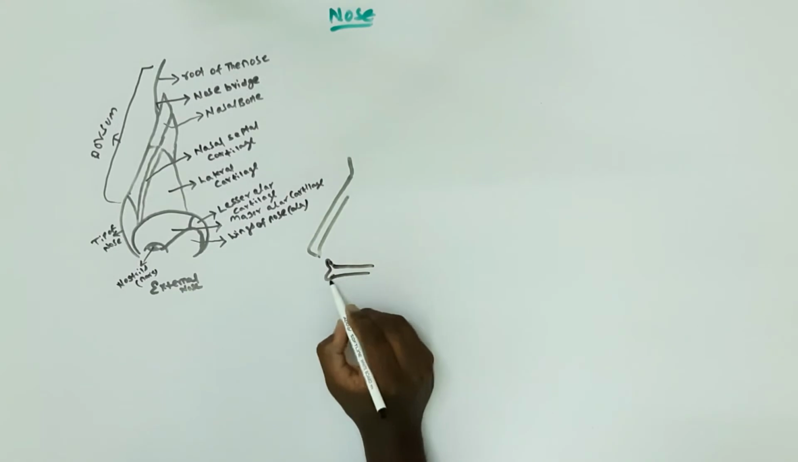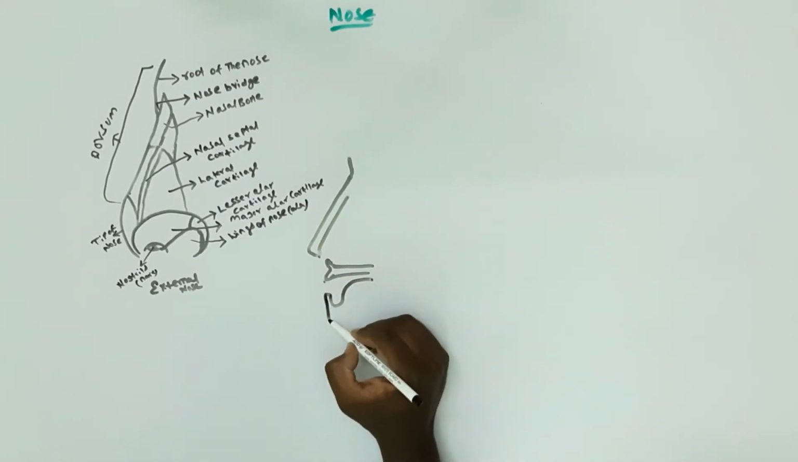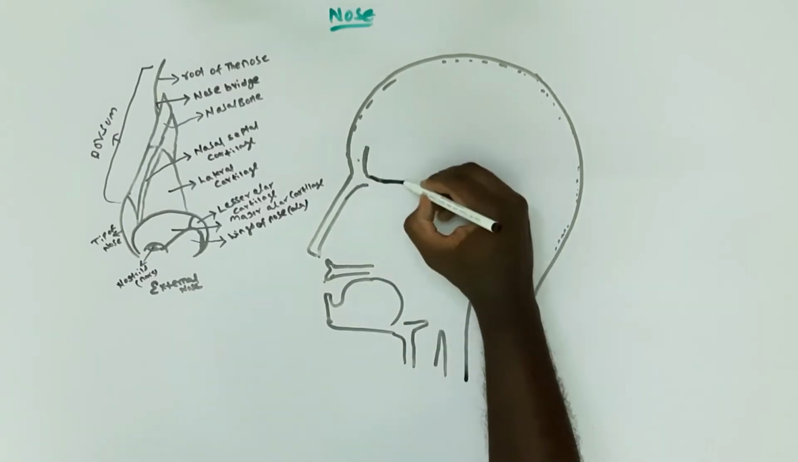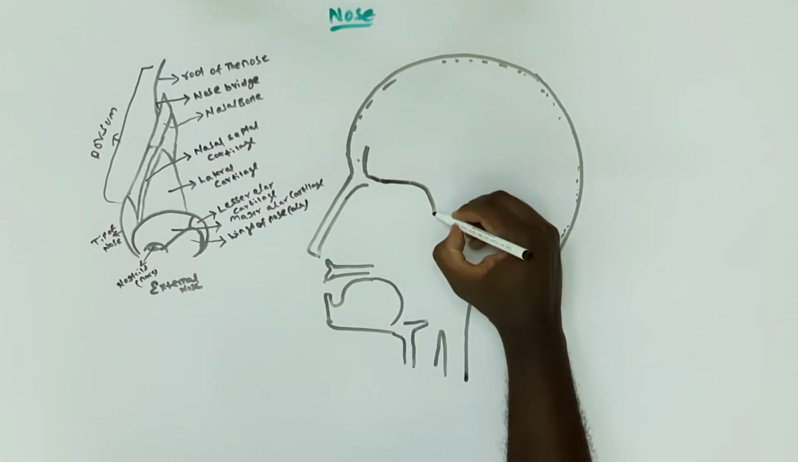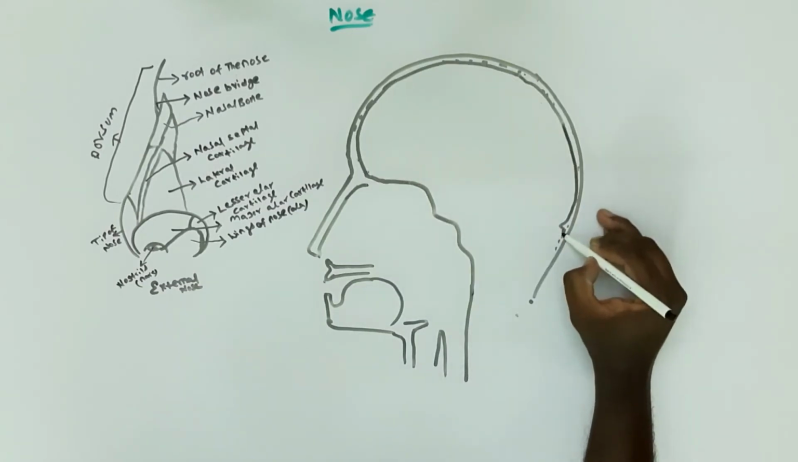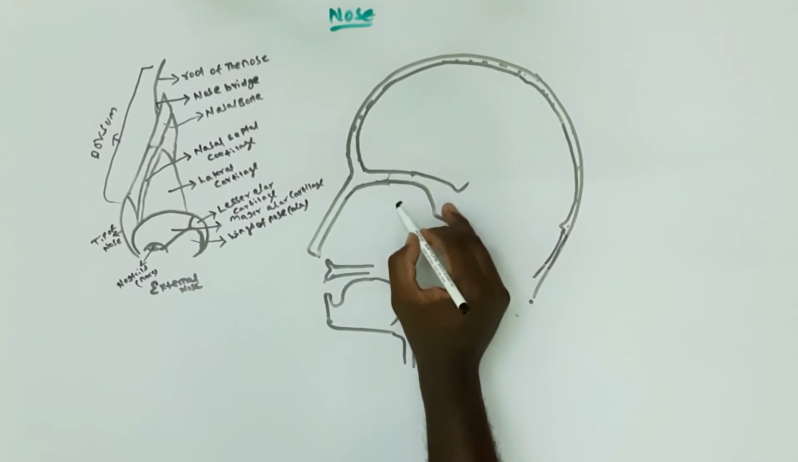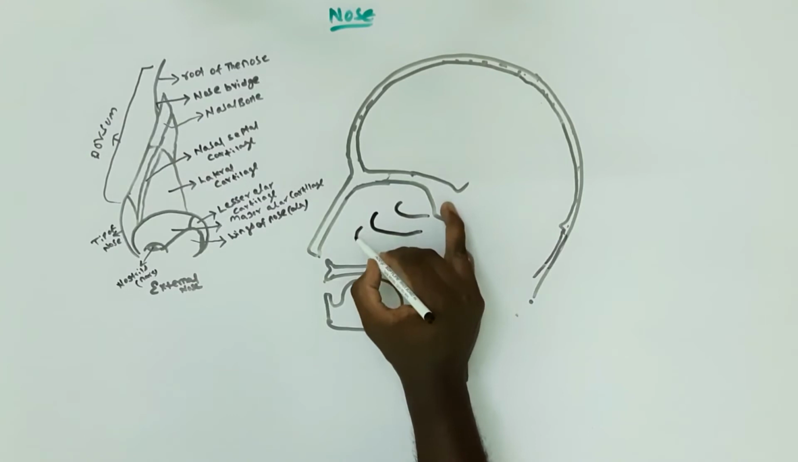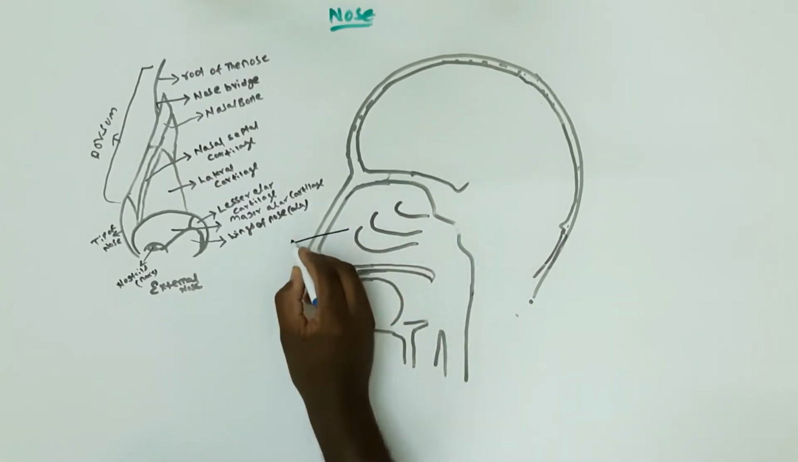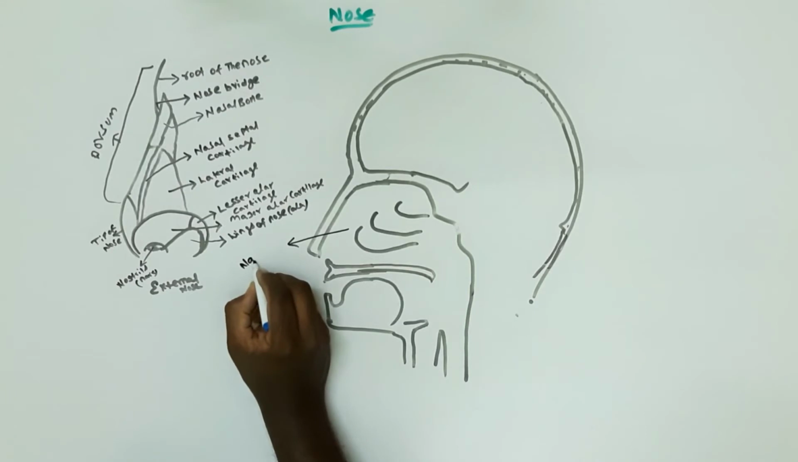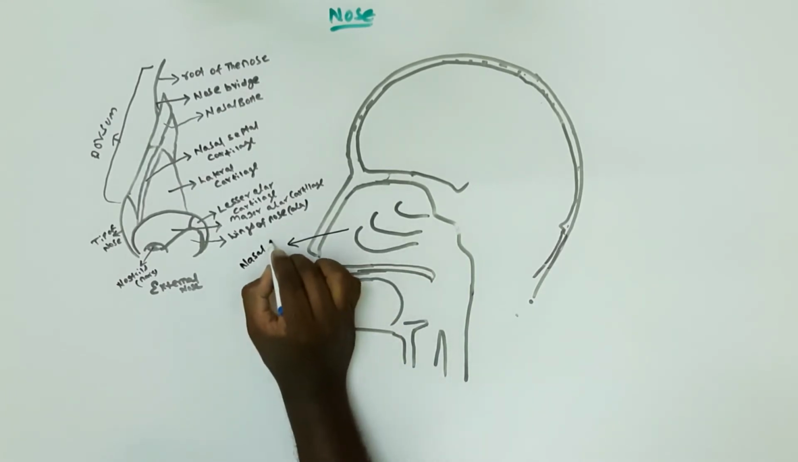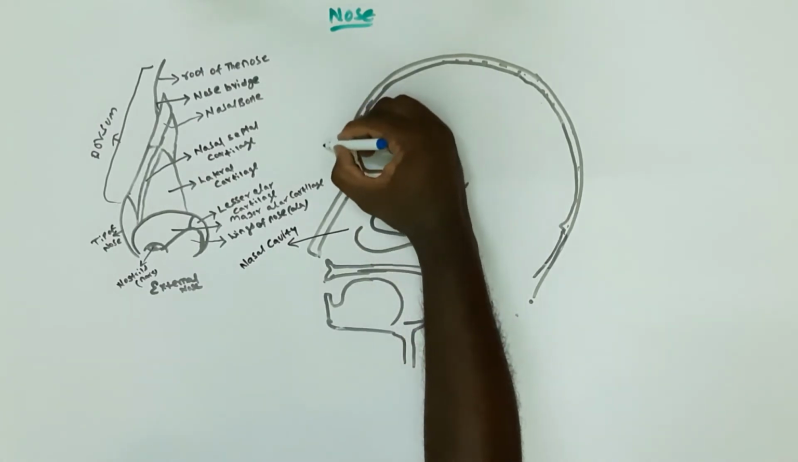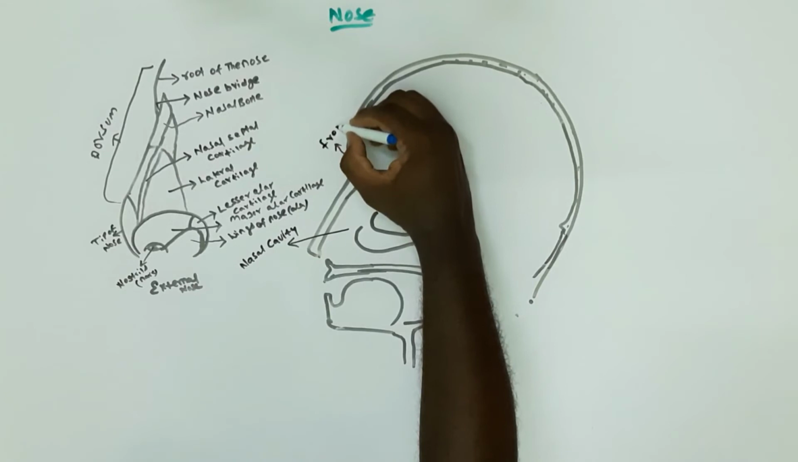Now we'll see the parts of our nose, the lateral wall of the right nasal cavity. In our diagram, we'll go through the different parts of the nasal cavity in the lateral wall. Here we are seeing the superior concha and meatus, middle concha and meatus, and inferior concha and meatus. This particular portion is called the nasal cavity. Next is the frontal sinus.